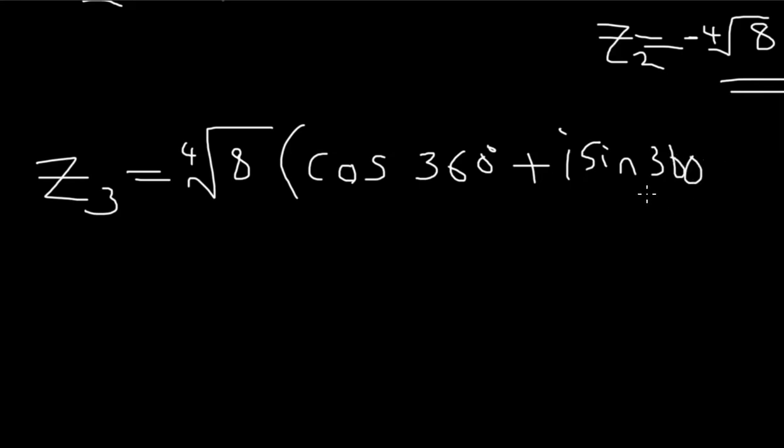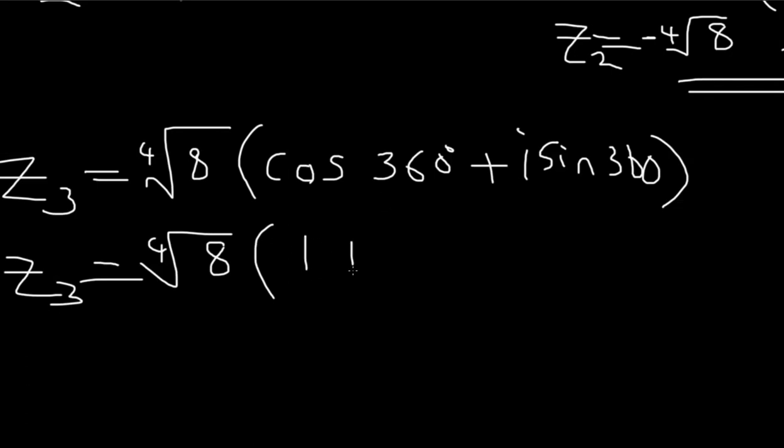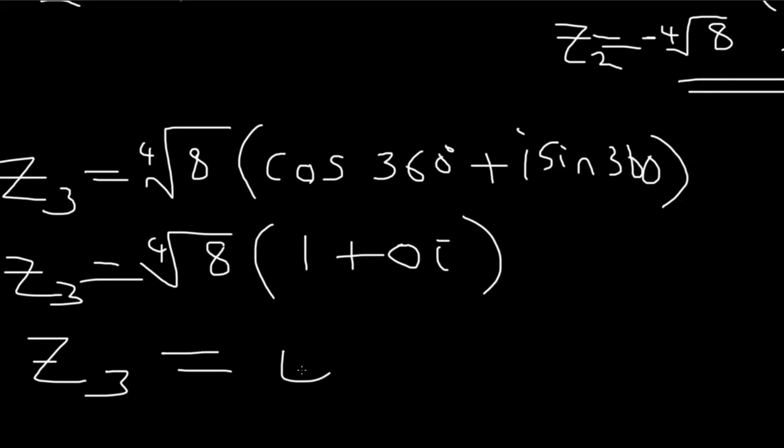Then you just simplify it. So z3 is going to be the fourth root of 8, and then open brackets, then cos 360 you get 1, and then sin 360 you get 0. So cos 360 you get 1, then plus 0i. So z3 is now just going to be the fourth root of 8 plus 0i. So this is going to be your z3.